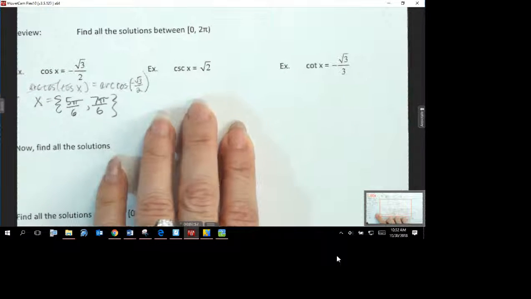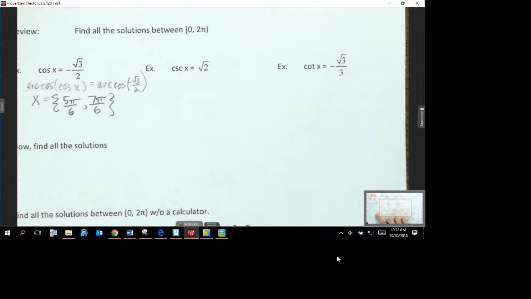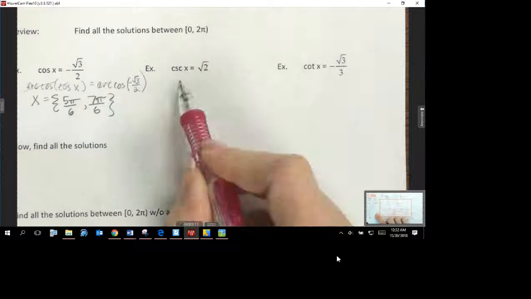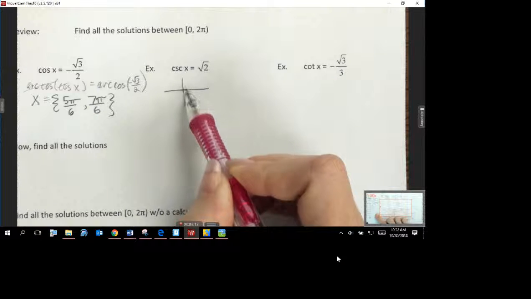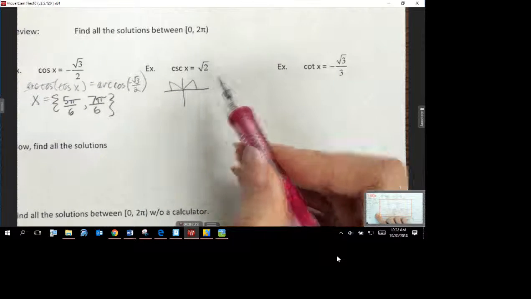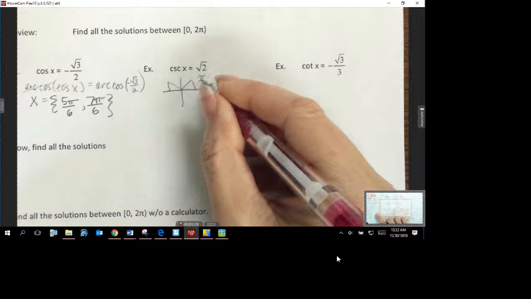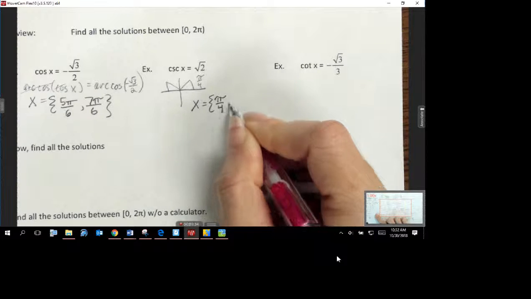Again, this is review from Chapter 4. How about this middle one? Cosecant x equals radical 2. So you're doing inverse cosecant. You're finding the angle where cosecant is radical 2. So where is it positive? Because cosecant same as sine. And then what angle is it going to be a radical 2? Pi over 4 reference angle. So we have 2 answers. We've got a pi over 4. And then what pi over 4 is in the second quadrant, it does not reduce.